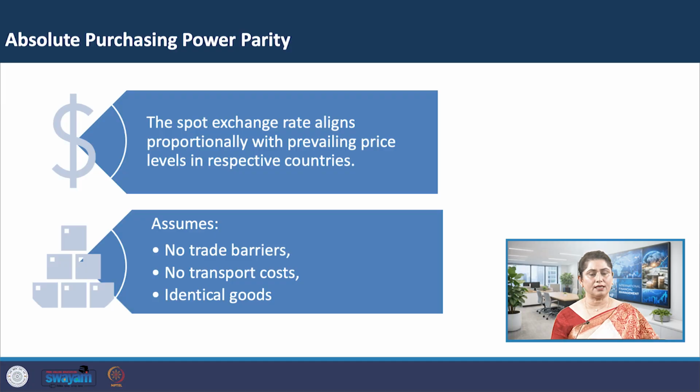Let us now understand the concept of absolute purchasing power parity. Absolute purchasing power parity is the idea that the spot exchange rate between two currencies should be proportional to the ratio of price levels in the two countries. It assumes no trade barriers, no transportation cost, and perfectly competitive markets. It is applicable when identical goods are proportionally represented in each country's market basket.